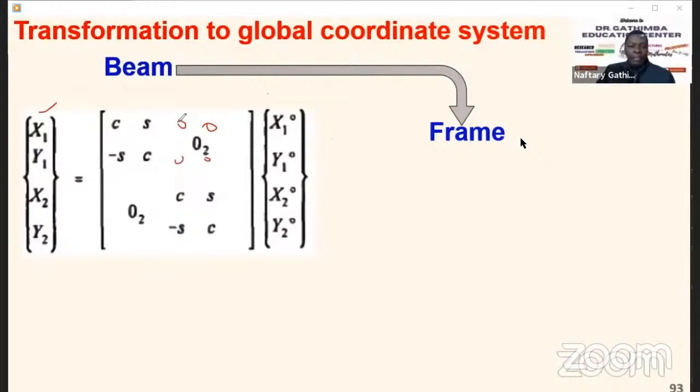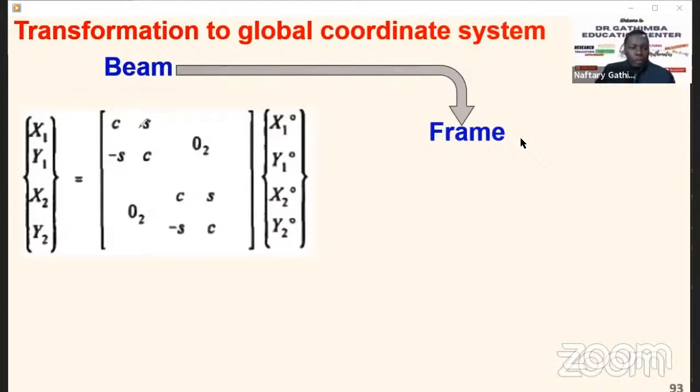Remember a matrix like this, you talk of a matrix of a certain order, okay? If the matrix is made of the element 0 and it's 2 by 2, you talk of order 2. So you just write 0. Okay, this is what we are simplifying to avoid writing so much, because by now you have come to understand the nature of this transformation matrix.